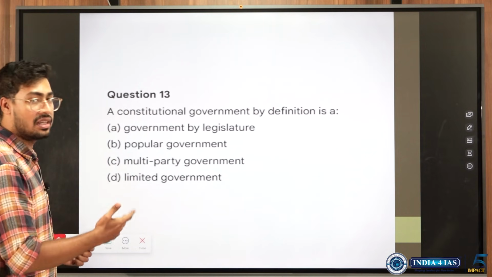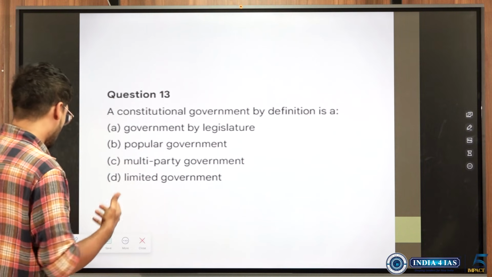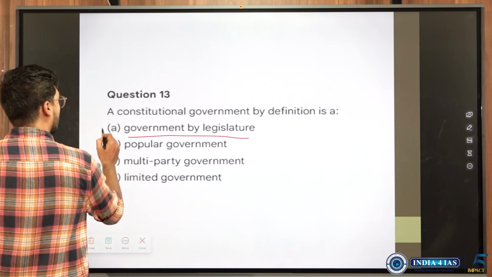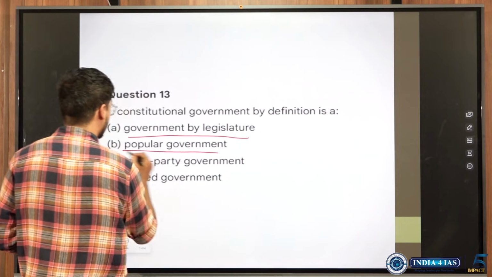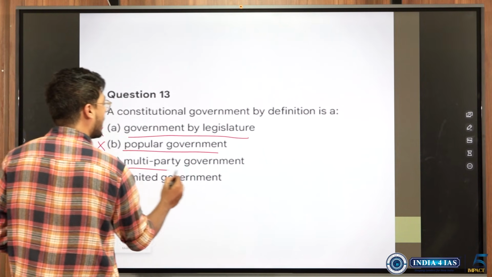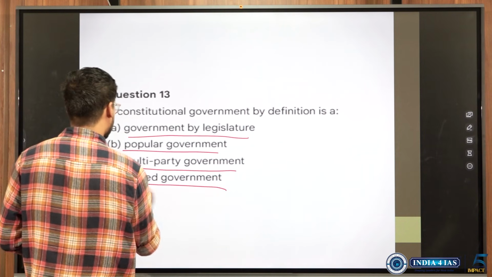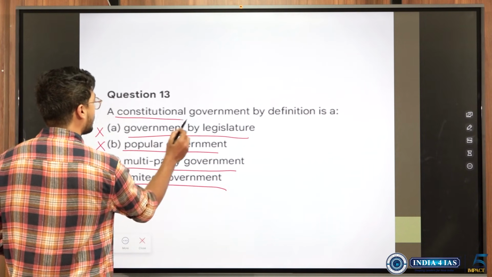See, this has been asked in different ways over so many years. Constitutional government by definition is a government by legislature. Wrong. A popular government. No. A multi-party government. Not essentially. It is a limited government. The name itself tells it is a constitutional government.